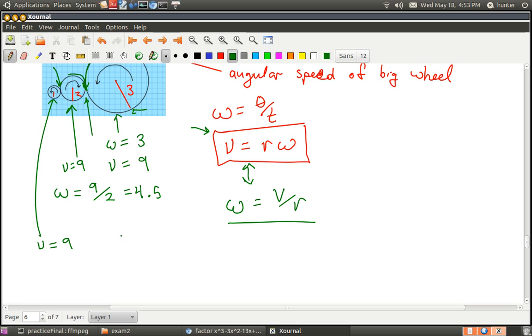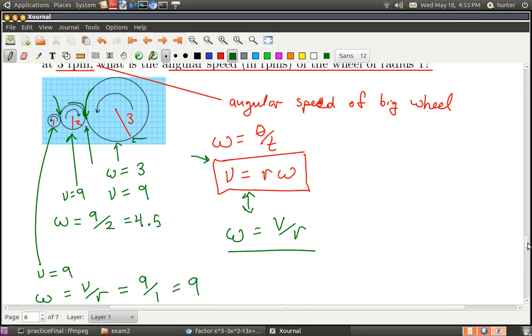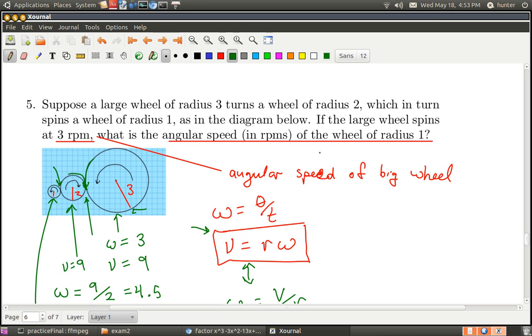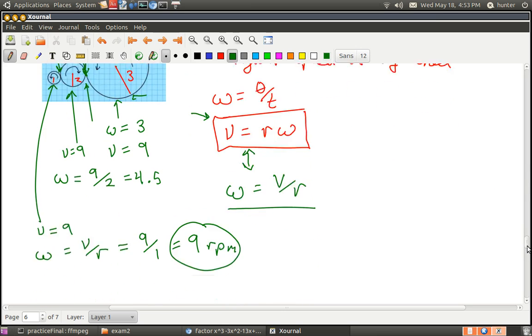Okay, so it's kind of weird. It's almost as if it were directly touching the big wheel. And so what else? We have this formula, omega is the linear speed over the radius, but the radius of the small wheel is 1, so this is just 9 over 1 equals 9. Okay, and great. So we're done. This is the angular speed of the small wheel, and that's what the question was asking for. It says, what is the angular speed of the wheel of radius 1? And we just found it.